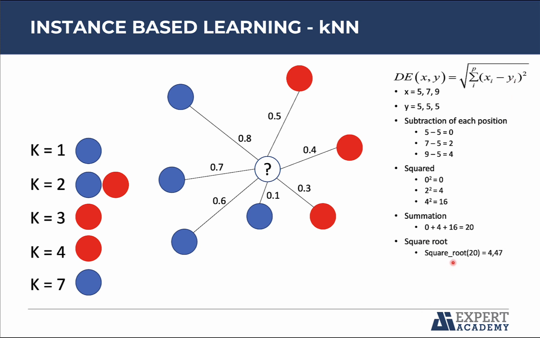So, the square root of 20 is 4.47. This is called the Euclidean distance. The smaller the value, the closer the points are. The higher the value, the farther away the points are.